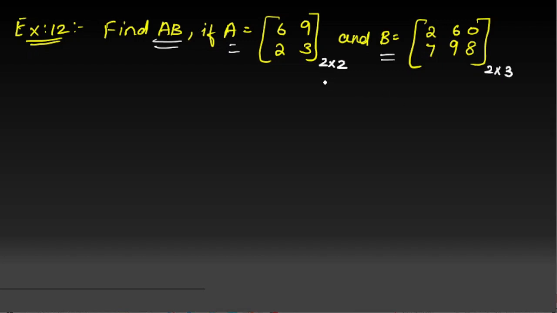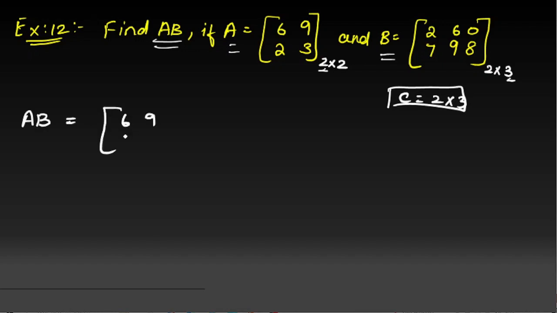So what type of matrix will you get? You will get a 2 by 3 matrix. Okay, your C matrix will be a 2 by 3 matrix. That is M and Q you will take, right? So, a 2 by 3 matrix. Okay, now moving on, finding AB. AB is equal to 6, 9, 2, 3 into 2, 6, 0, 7, 9, 8.